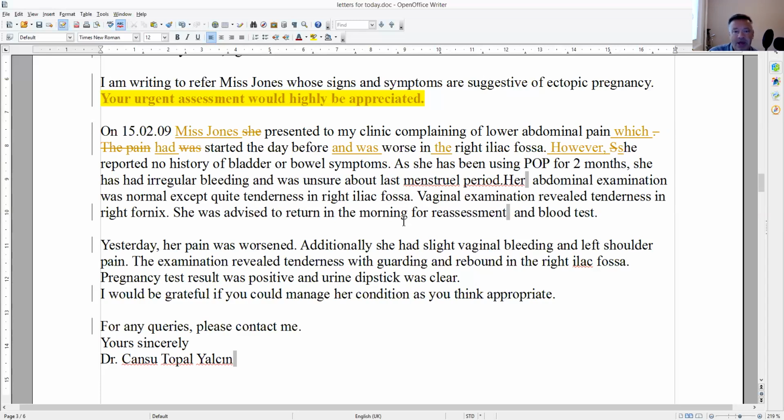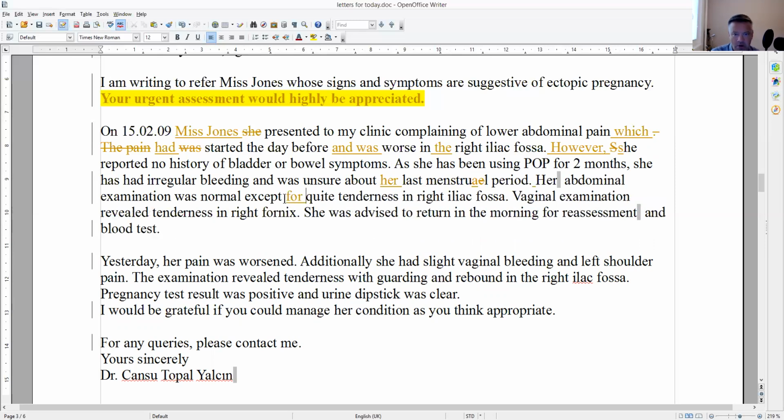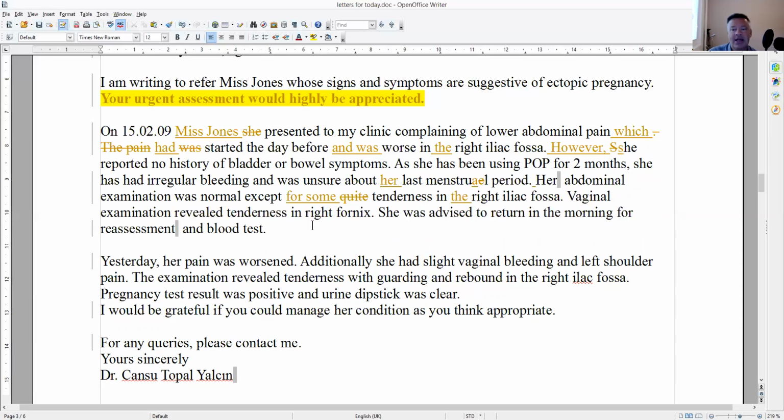As she has been using POP, I would usually spell out abbreviations on first use. For 2 months, she has had irregular bleeding and was unsure about her last, how do you spell it, menstrual period. Her abdominal examination was normal, except for some tenderness in the, definite article, right iliac fossa. Vaginal examination, a vaginal examination, her vaginal examination.